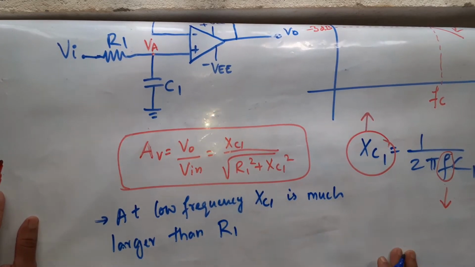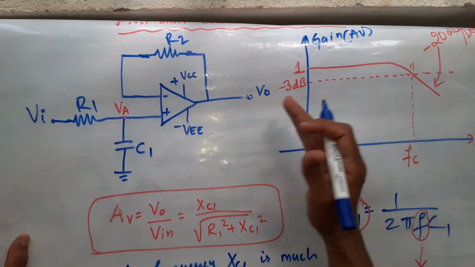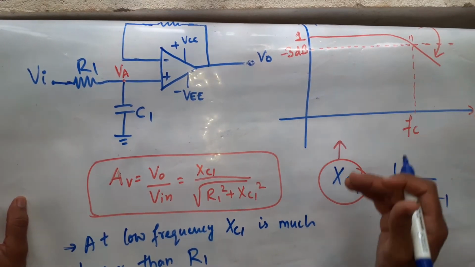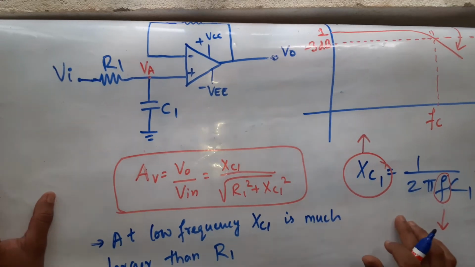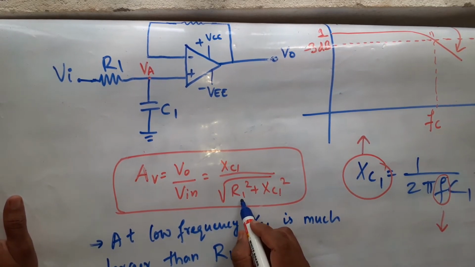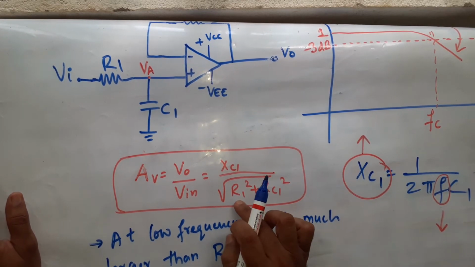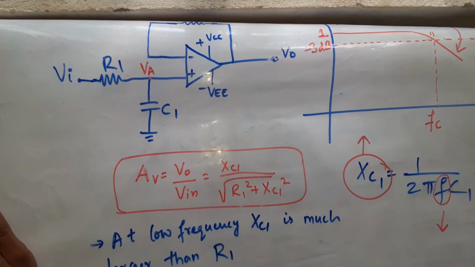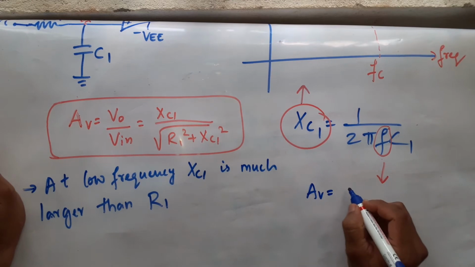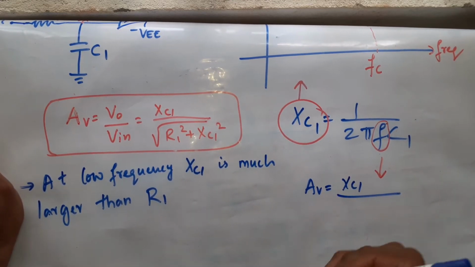R1, isn't it? As your frequency is lower and lower in this early portion, your XC1 is higher and higher, isn't it? So it will become so high that it is much larger than your R1. So what is remaining here? XC1 only, right? So R1 is so small that let me neglect this. So what will I be getting? AV equal to XC1 divided by R1 is neglected.